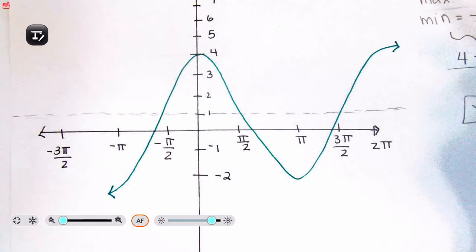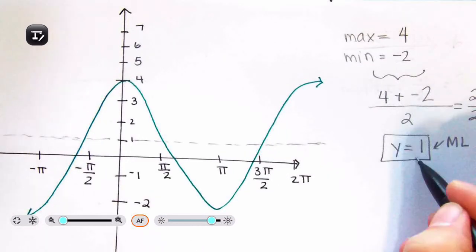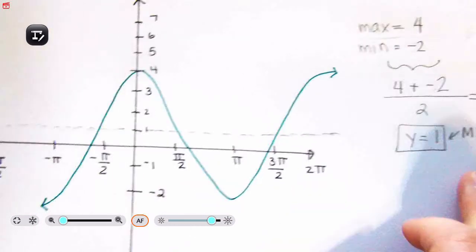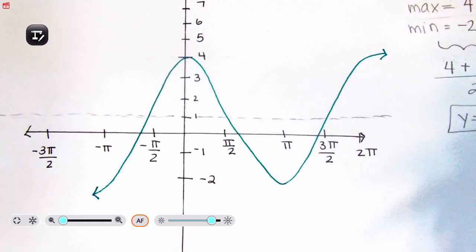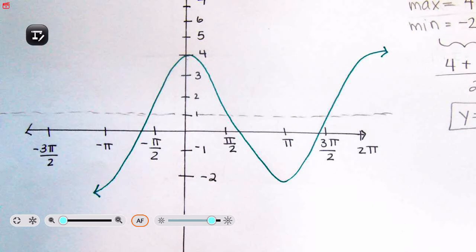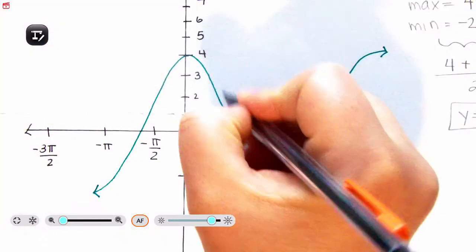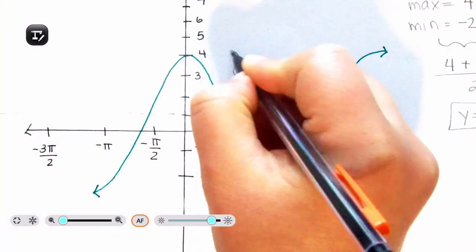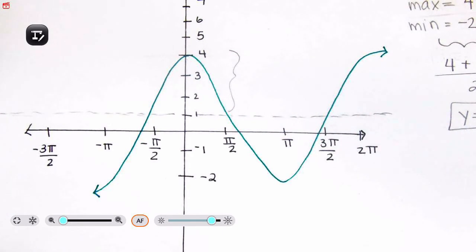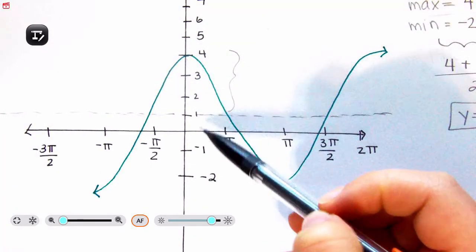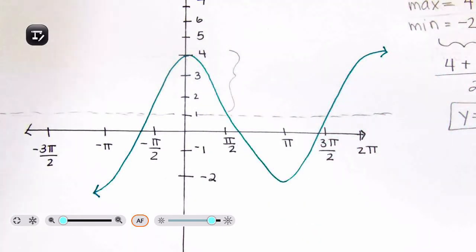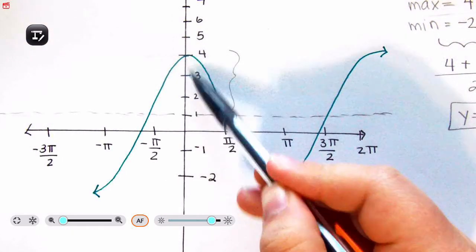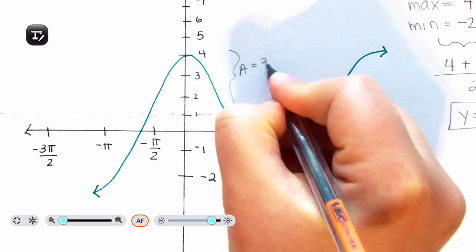Now, again, if you do it this way, this actually tells you where your midline is. If you do it my other way, just by counting, then you have to count to find your midline. Okay, so we have our midline. So that means the distance above and below is our amplitude. So again, I only need to count either above or below. I don't need to count twice because it's the same distance. So what's my distance? 1, 2, 3. So my amplitude is 3.